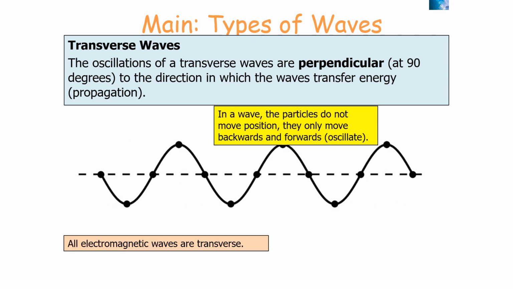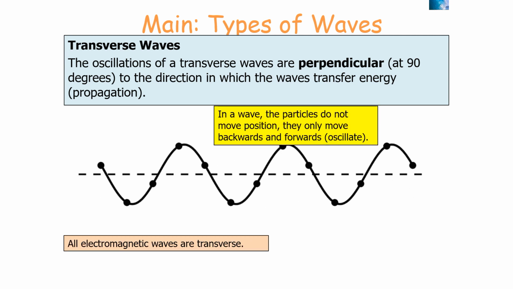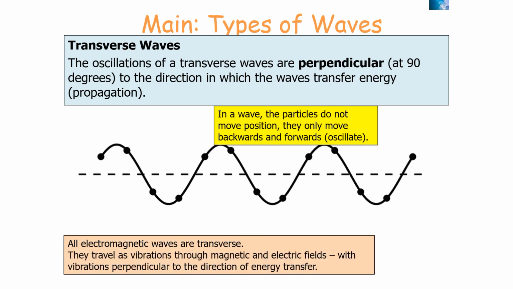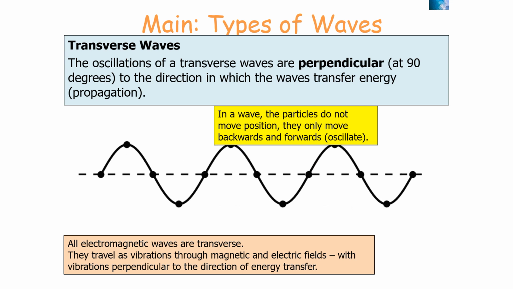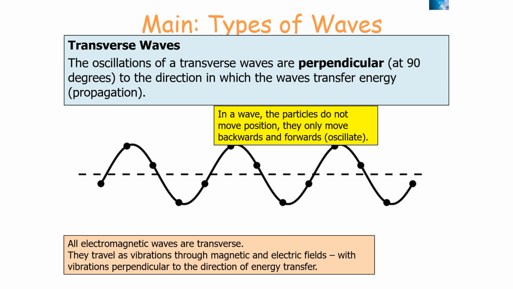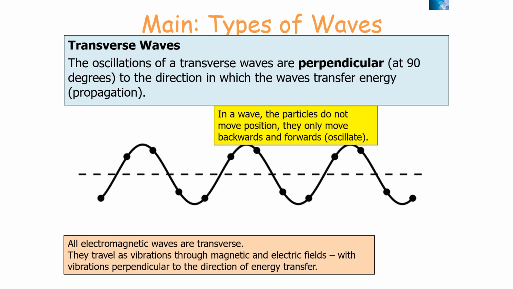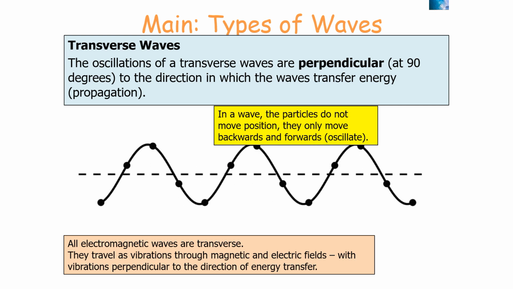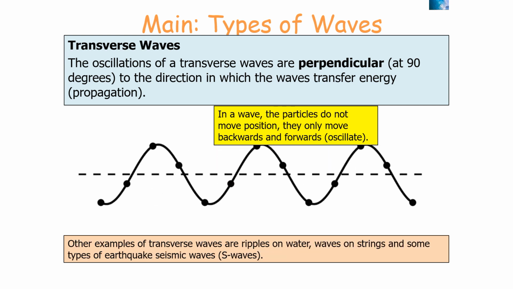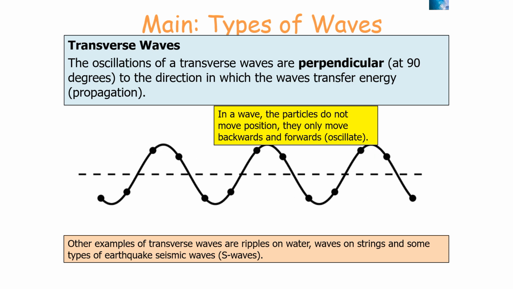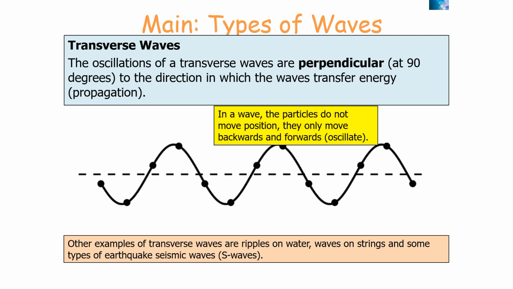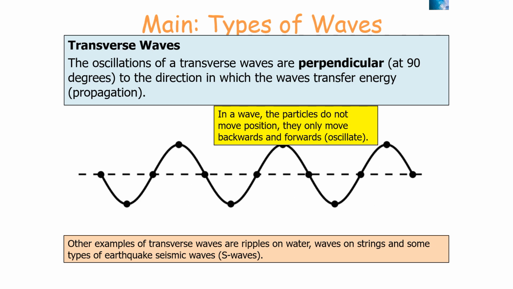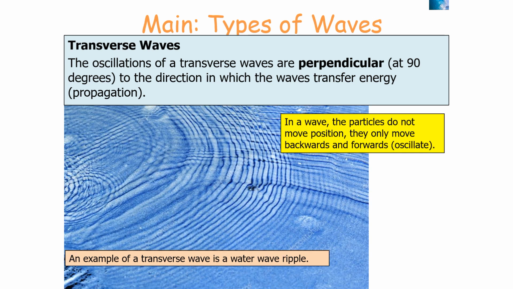Now again, in a wave, the particles don't move position, they only oscillate. Now all electromagnetic waves are transverse, and they travel as vibrations through the magnetic and electrical fields, with the vibrations perpendicular to the direction of energy transfer. Now other examples of transverse waves include ripples on a water wave, waves on a string, and in some types of earthquake seismic waves, S waves. So an example we've got here of a transverse wave is a water wave ripple.